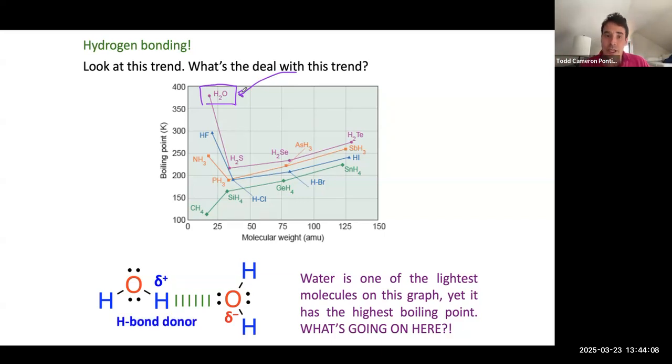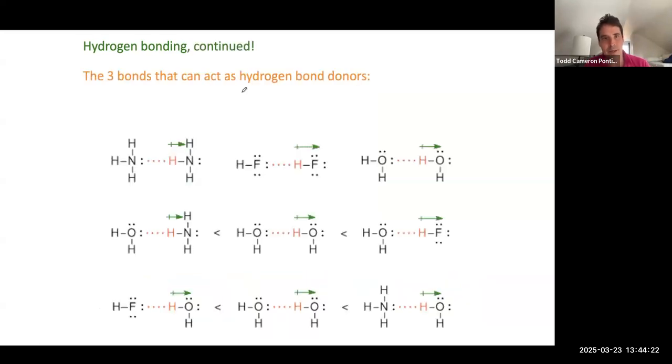A little bit of terminology. We call the hydrogen that is interacting in a hydrogen bond the hydrogen bond donor. And then we call the oxygen or fluorine or nitrogen that has the lone pair the hydrogen bond acceptor. Okay, so hydrogen bonds continued.